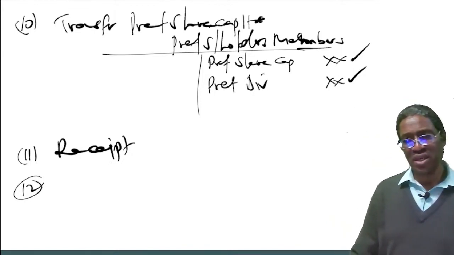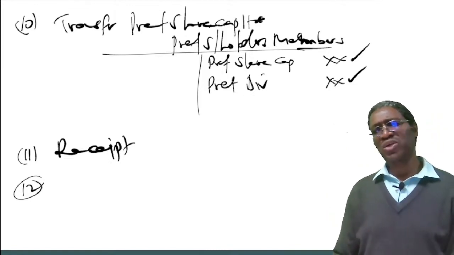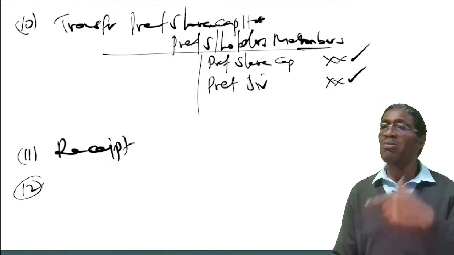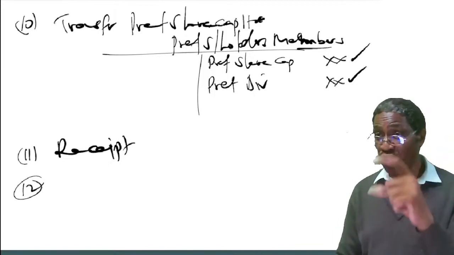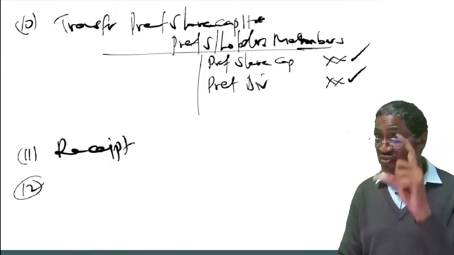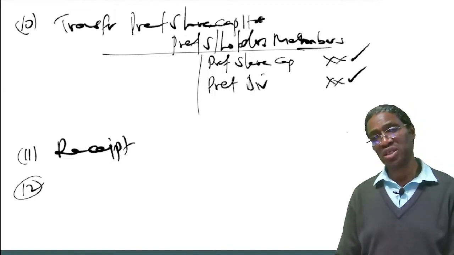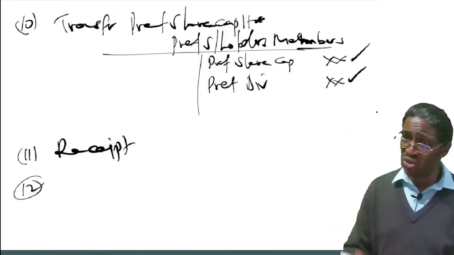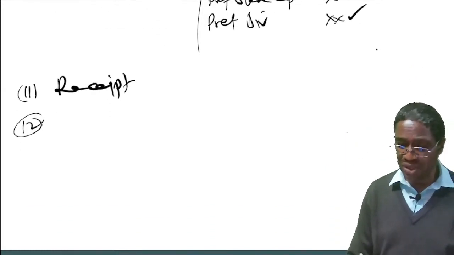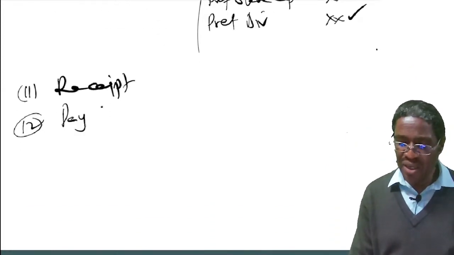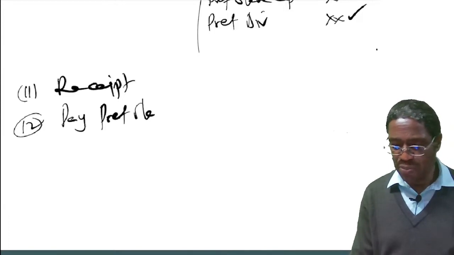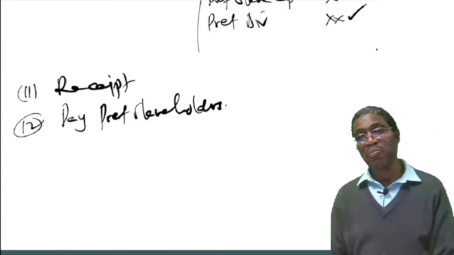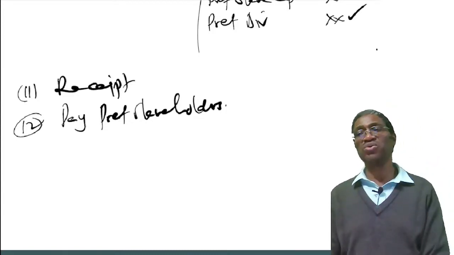Listen, you all know that when a company is liquidated, preference shareholders normally rank first in order of liquidation. They rank first before ordinary. In fact, ordinary shareholders are the last people to be paid. So our step number 12 now says, pay the preference shareholders what is due to them.